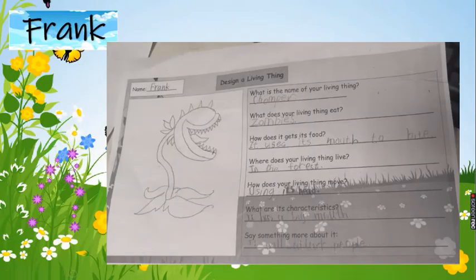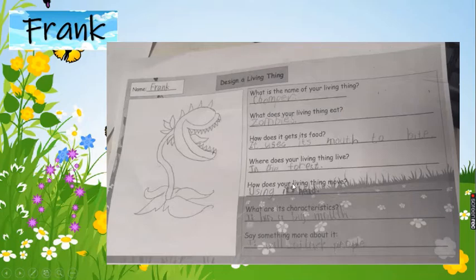Now here's Frank's living thing. Oh my god, that's a very scary plant. The name of Frank's living thing is Chomper. Maybe because it chomps its food. What does your living thing eat? Zombies! This Chomper eats zombies.